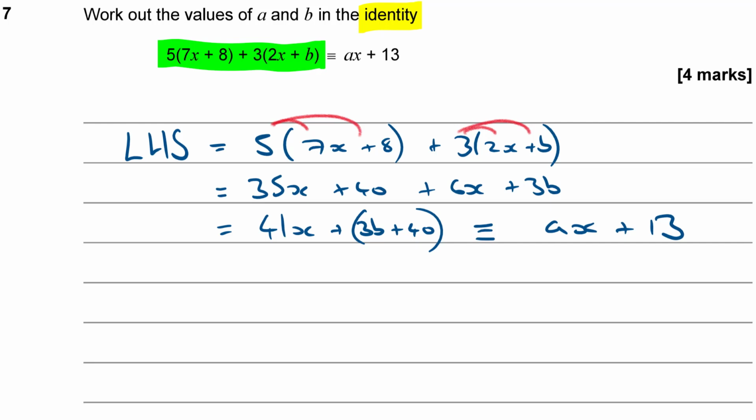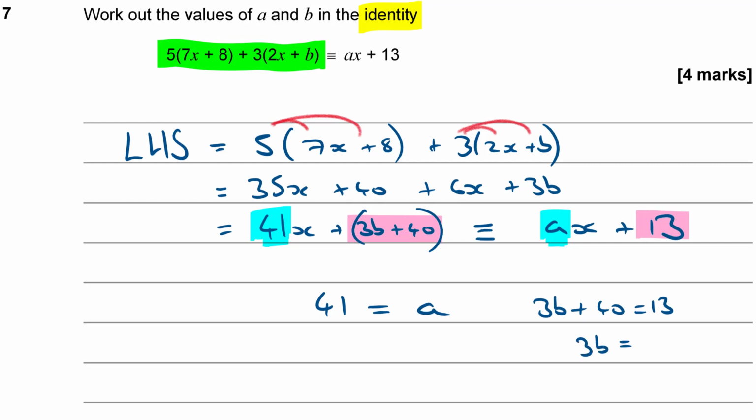And now I'm in a position to more directly compare them. Let's have a look at the coefficient of x here. The coefficient of x on the left hand side is 41, and on the right hand side it's a. So if we're saying that these two things are identical, then 41 must be equal to a. Similarly, the number part must be equal as well. So my 3b plus 40 must be equal to 13. Rearranging that, subtract 40 from both sides, and we get 3b is 13 minus 40, which is minus 27, and then divide both sides by 3. b is going to be minus 9, then, isn't it? Okay, so a is 41, b is minus 9.